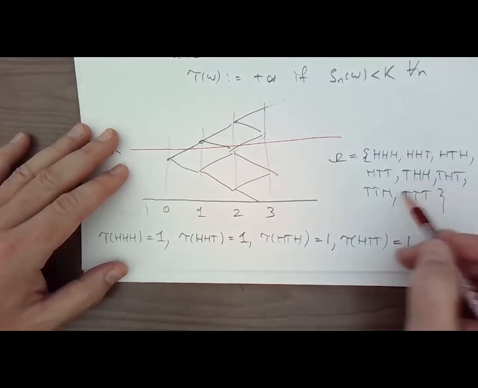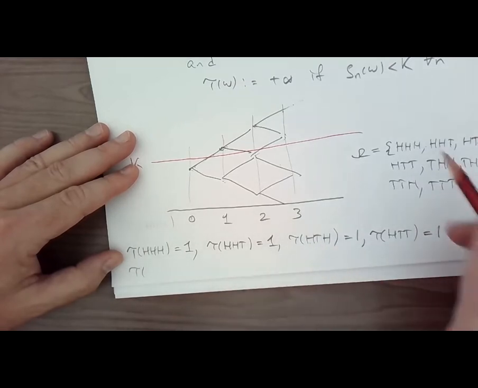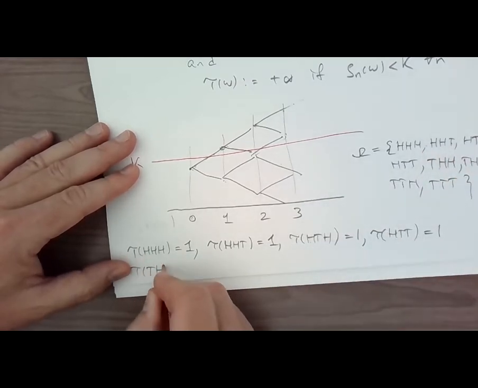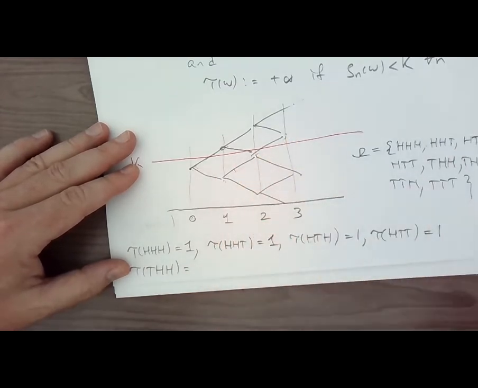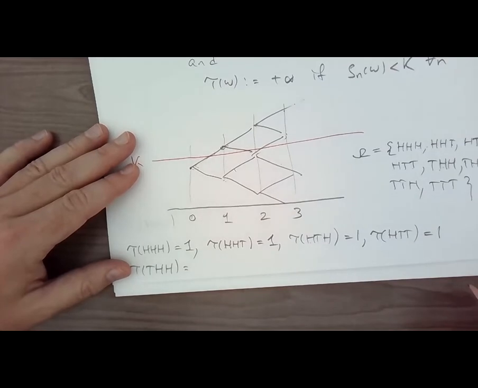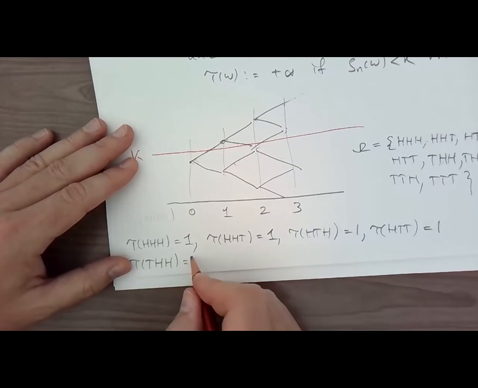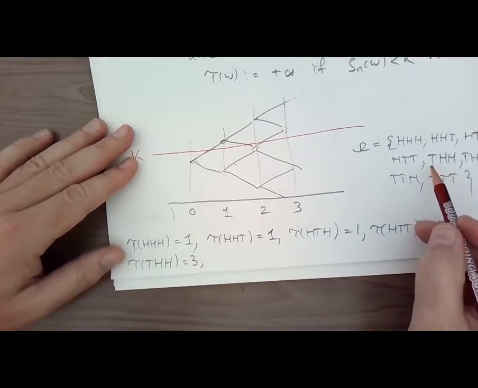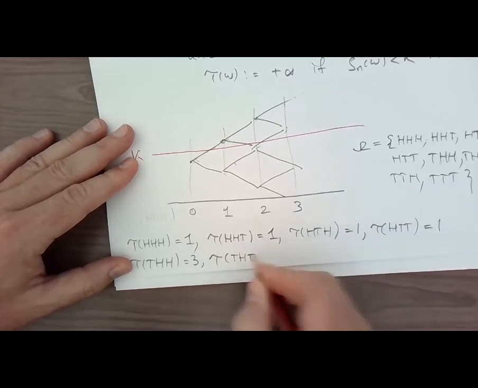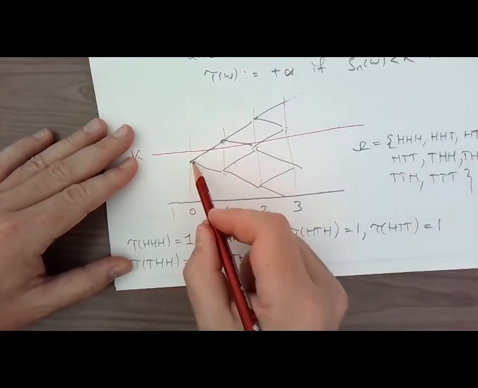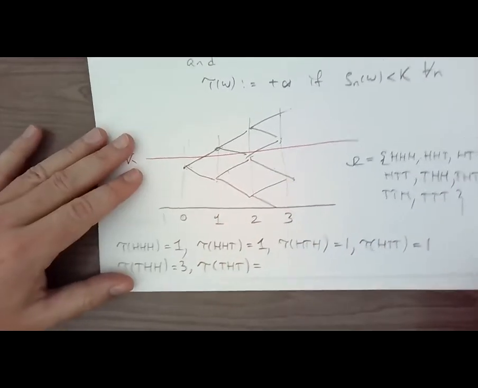So we're probably going to get more action in the last 4. So let's try the last 4. So we'll have 1, 2, 3, 4. So tails, heads, heads. So we go down, we go up, we go up. When is the first time we got above? Third time. And then we'll have tau of tails, heads, tails. When is the first time we got above?